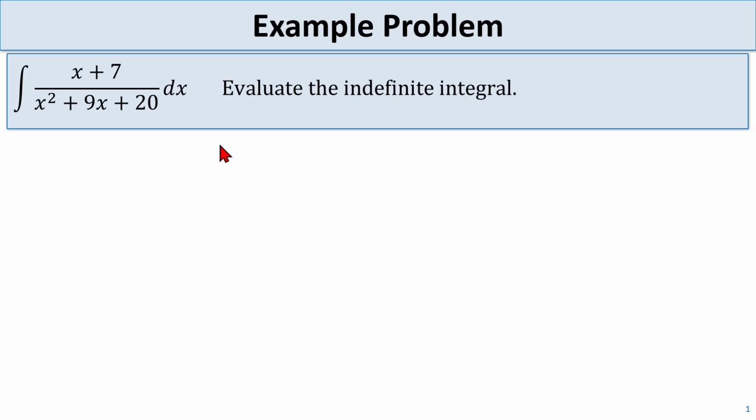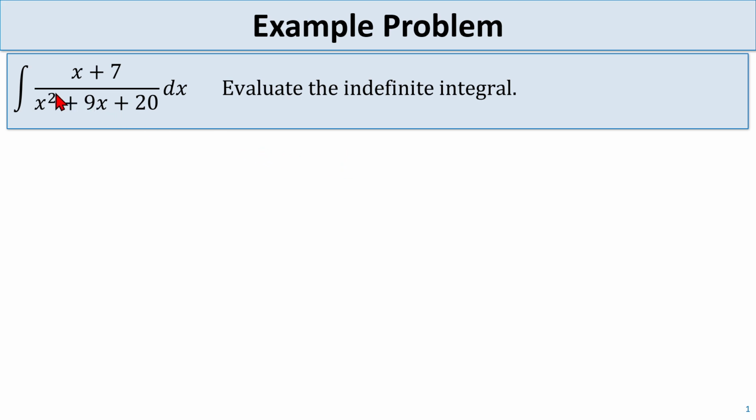In this example, we're going to do an integral that requires the method of partial fractions, and we're also going to introduce a common trick that's used when doing partial fractions. The basic idea is that we have a complicated fraction, and we're going to turn it into a sum of simple fractions that we can actually integrate.